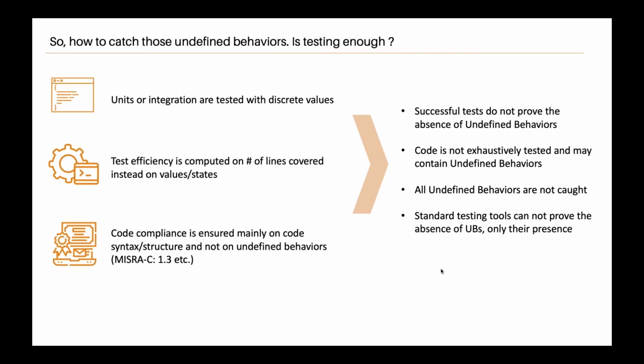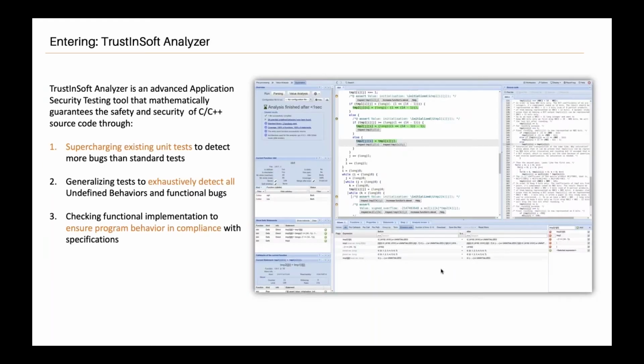It's a great start, but it's not enough to give confidence. Also, a lot of companies consider that test efficiency is computed on the number of lines covered instead of values and states, which is another limitation. Maybe during the tests, not all the execution paths were tested, who knows. And there are many coding standards on syntax and structure, which are again a great start, but they don't offer full confidence that there are no undefined behaviors left. So what solution do we propose?